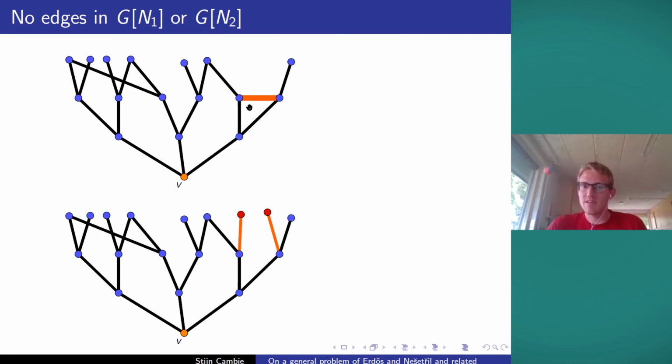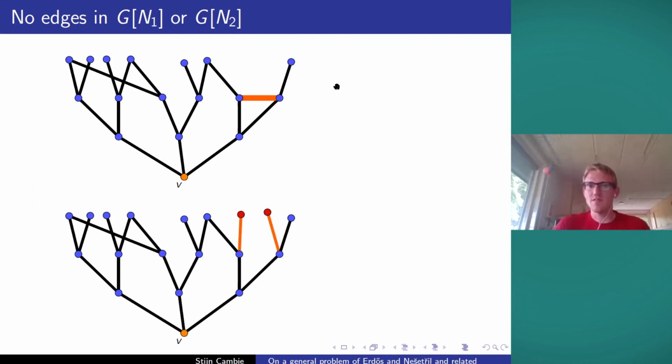We can just delete this one edge and replace it by two others, by connecting these two vertices with two new vertices. Because the two vertices are at distance 2 from V, it implies that every edge having V as an end vertex and these two orange edges can be connected with a path of length at most 2.